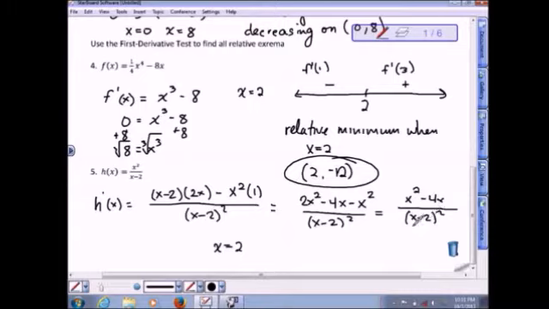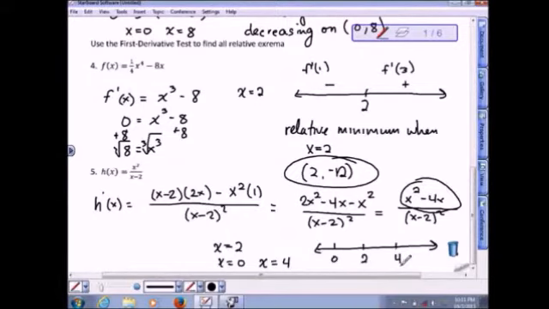Now we have to find out where the first derivative is equal to 0. Because it's a rational expression, it's only ever going to equal 0 when the numerator is equal to 0. So there are two values of x that will make the numerator equal to 0. It's x equals 0 and x equals 4. So those are three critical values that we have. So if we test those, 0, 2, 4.